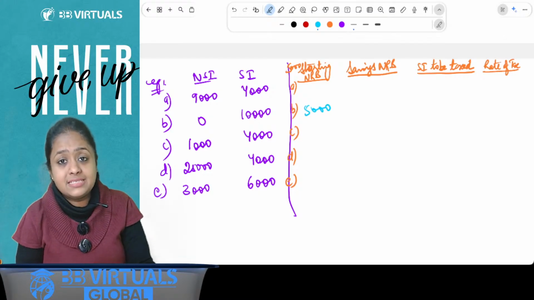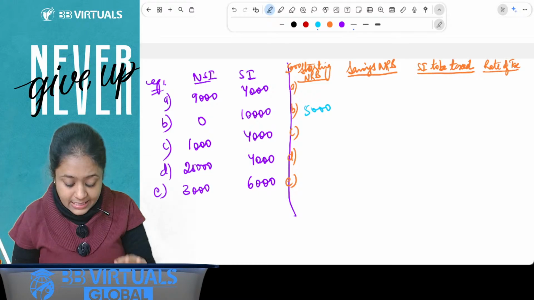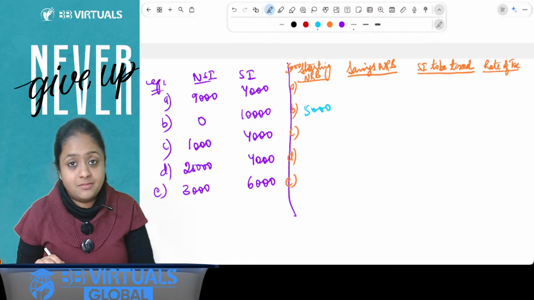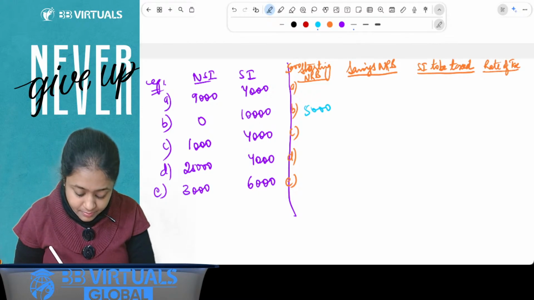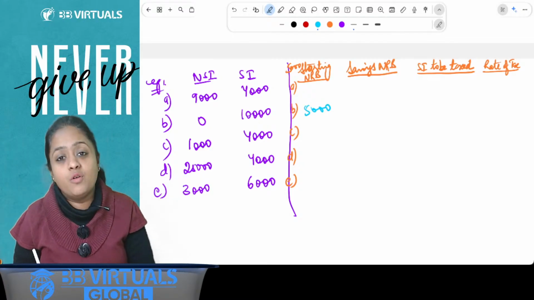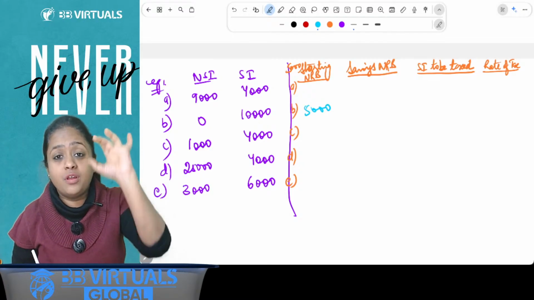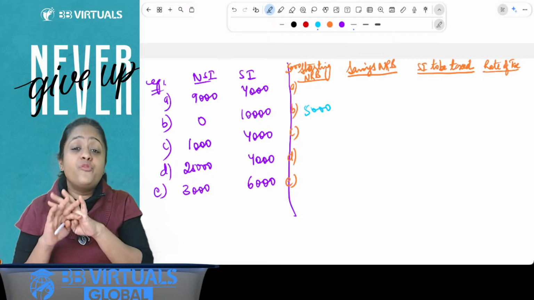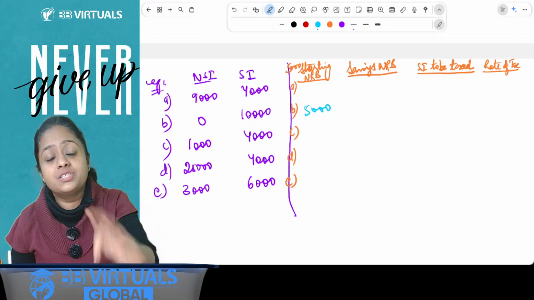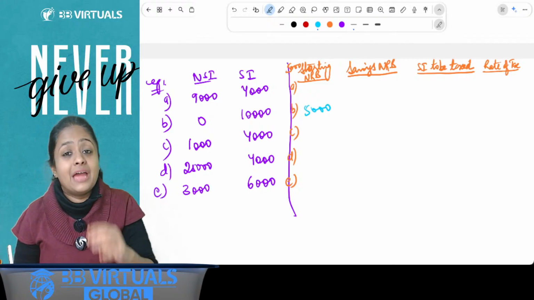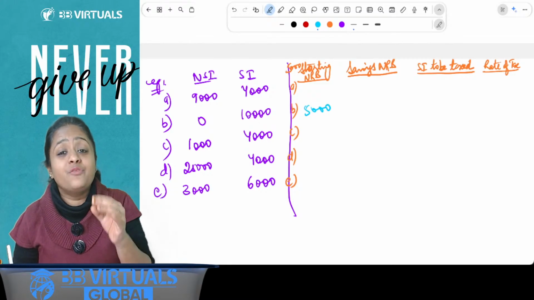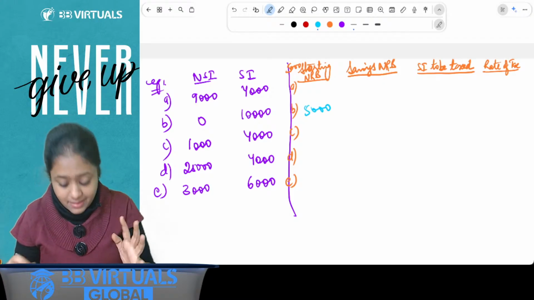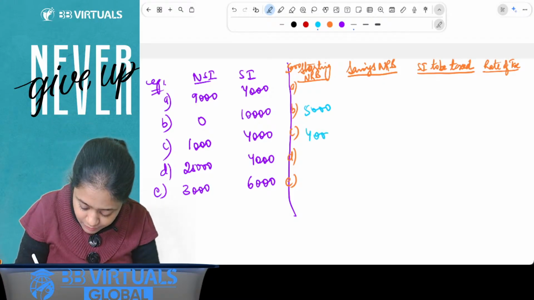Let's take the third example. Okay, look here. NSI is 1,000. Now how much is the shortfall till 5,000? 4,000. That means now you have the full 4,000 available to be adjusted against your savings income, and that becomes your starting 5,000 savings nil rate band. So I will take it here as 4,000.